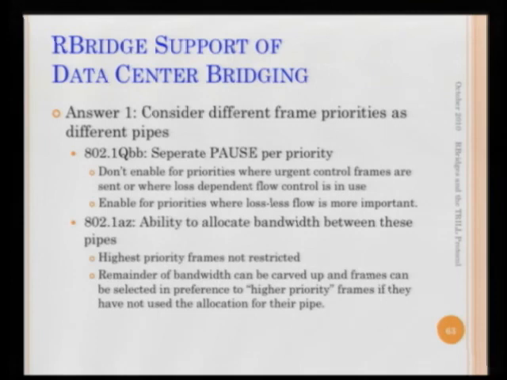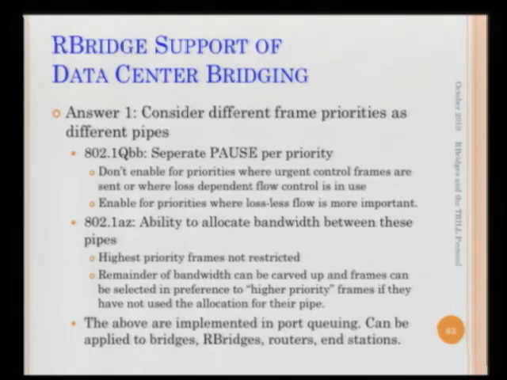Then there's also an ability to allocate bandwidth, which may give you better performance, and the idea is you would use that not to restrict anything with the highest priority frames, but you take the remainder of your bandwidth after the high priority frames, and you could carve it up between the different priorities as if they were different pipes. So you could say, okay, priority 4 gets 40% of the bandwidth, and that would mean that a priority 4 frame might actually be sent in preference to a priority 5 frame, a higher priority frame, if that 40% allocation wasn't used on that pipe at the time.